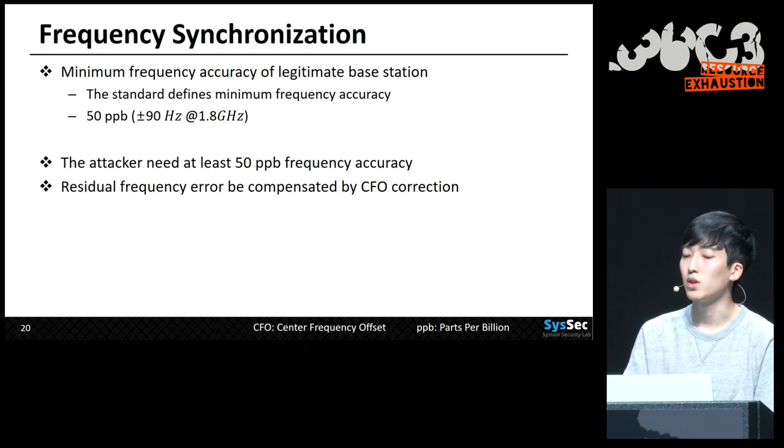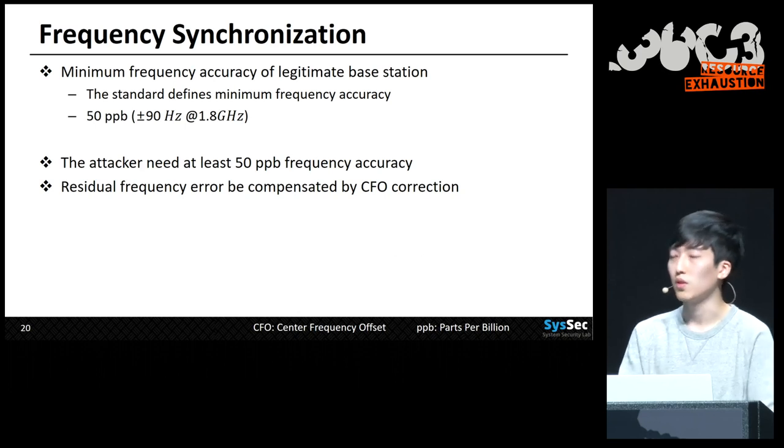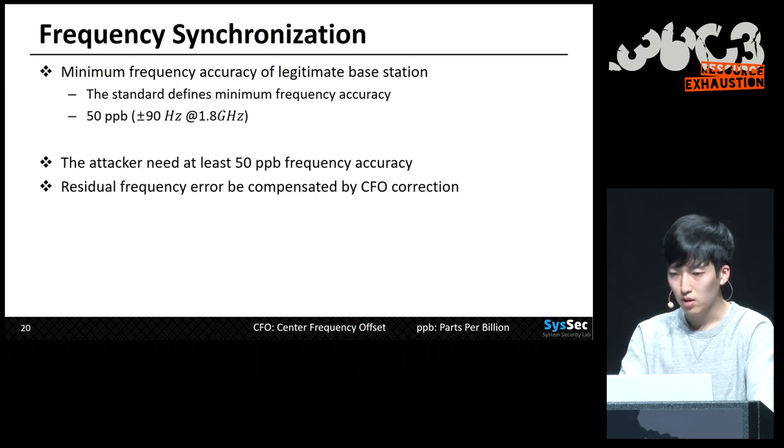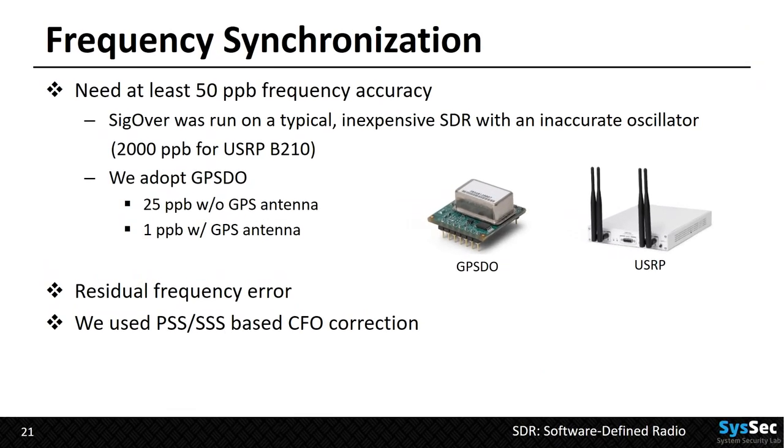The last one to solve is frequency synchronization. The LTE standard specifies the minimum frequency accuracy that an LTE base station must have as 50 ppb. So for precise synchronization, the attacker needs to use a sufficiently accurate frequency. After that, residual frequency error can be compensated by a CFO correction algorithm. Since SigOver was run on a typical SDR equipped with an oscillator, we adopt a GPSDO to improve its frequency accuracy. A GPSDO guarantees 25 ppb accuracy without a GPS antenna and 1 ppb with a GPS antenna. Lastly, we can compensate residual frequency error by PSS-SSS-based CFO correction.